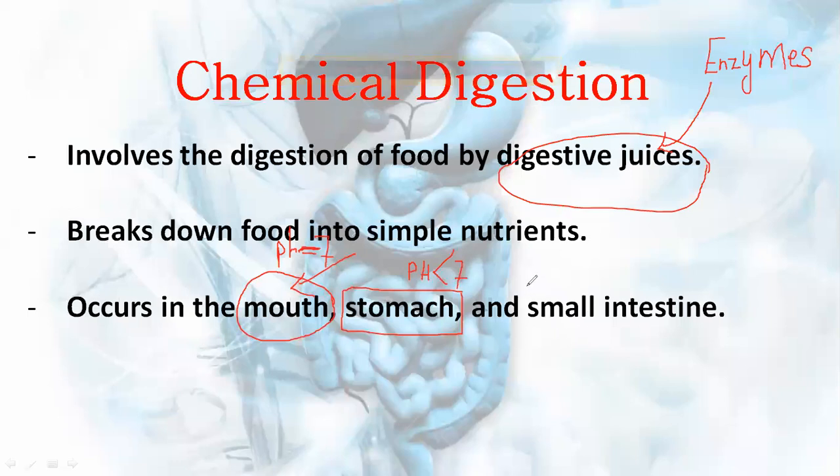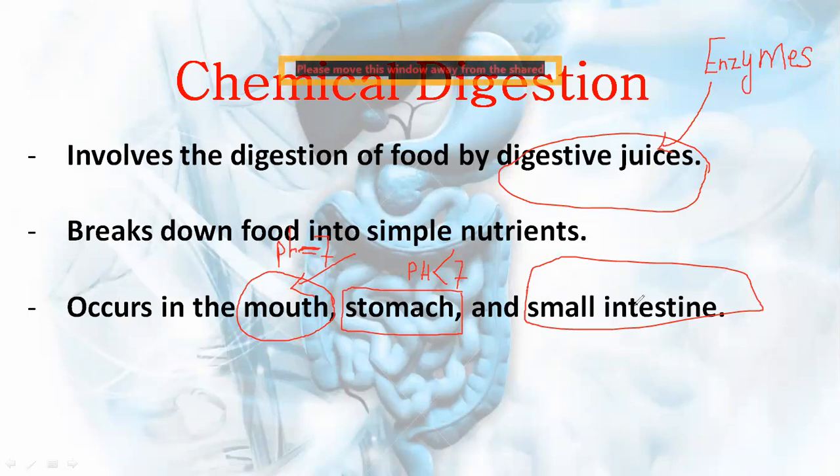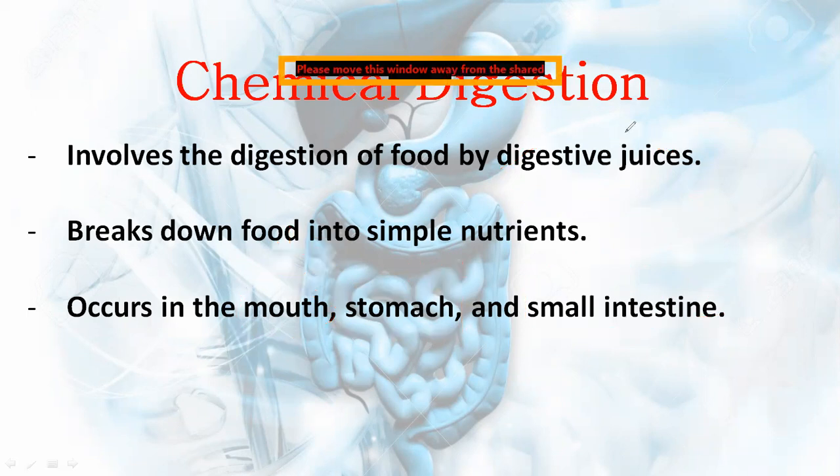And in the small intestine, we have the pancreas and we have the small intestine. We have pancreatic juice and intestinal juice, and the medium is basic, meaning that the pH is greater than 7, meaning greater than 8, 9, 10, 11, and so on.